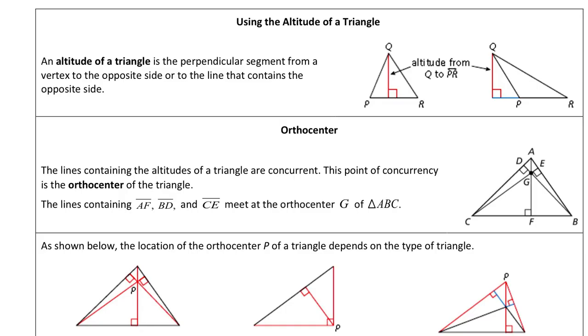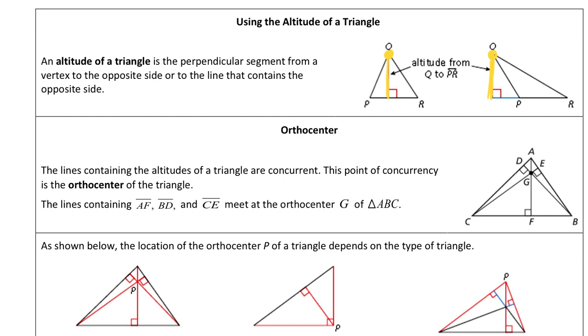So, on the backside, we're going to talk about altitudes. A shift from medians. Medians connect a vertex to the opposite side's midpoint. An altitude is the perpendicular segment from a vertex to the opposite side of a triangle, or to the line that contains the opposite side. And I'll talk about that in a second. So, if you look at these triangles to the right, this segment I'm tracing in yellow, that's an altitude. It connects Q to the opposite side at a perpendicular. The other triangle is obtuse. It connects Q to a line that is perpendicular.